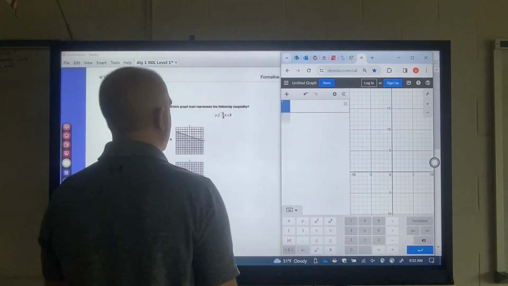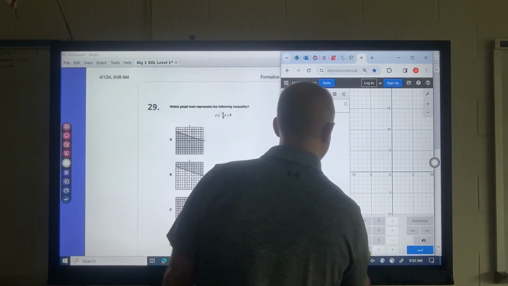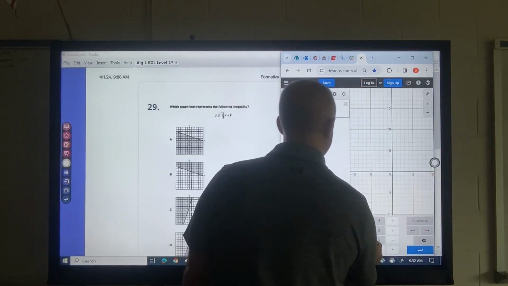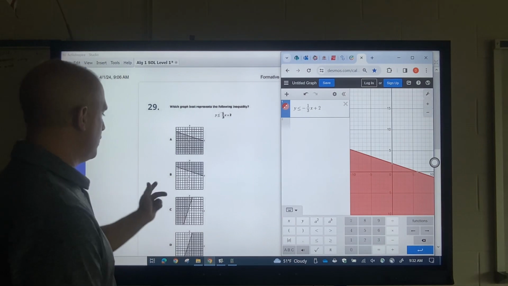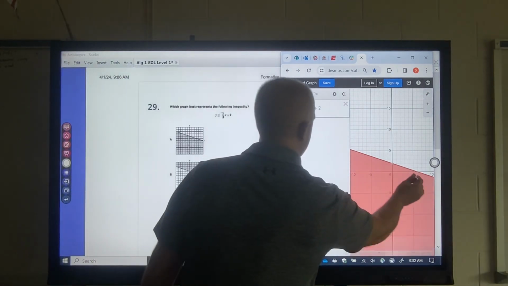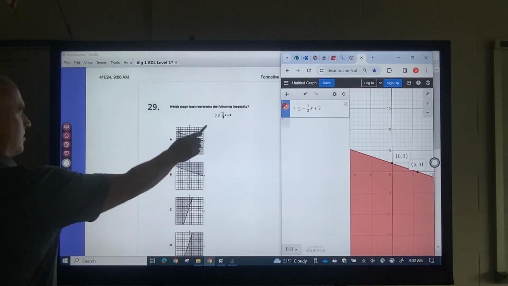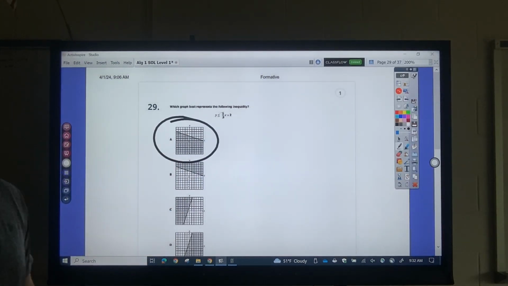All right, so I got y less than or equal to negative 1 divided by 3, click over x plus 2. Okay, it's shaded below at 2 and 6. Okay, the best one that represents that is that.